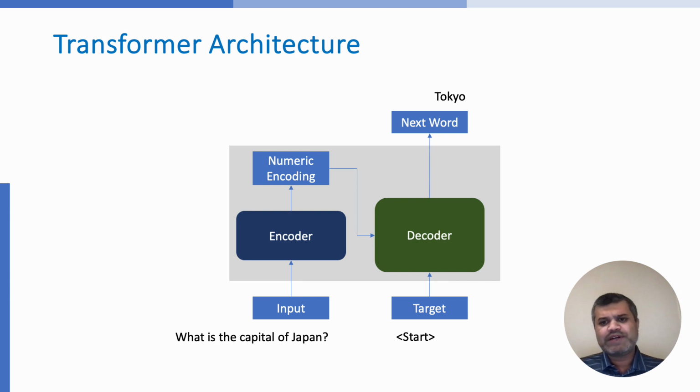How does the transformer architecture look like? This is an oversimplified picture of what transformer architecture looks like. So we have input. Okay, input in this case is a language, and then it goes to an encoder which provides a vector encoding of the input, and then we have a decoder where we give our target. Target can be, for example, in this case, a start token, and then it outputs the next word, the most probable word. In this case, it's Tokyo.